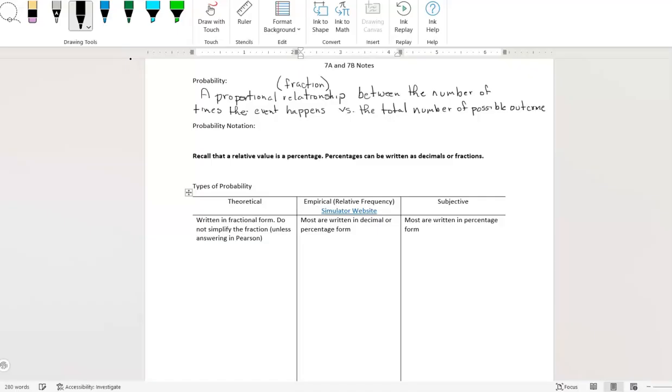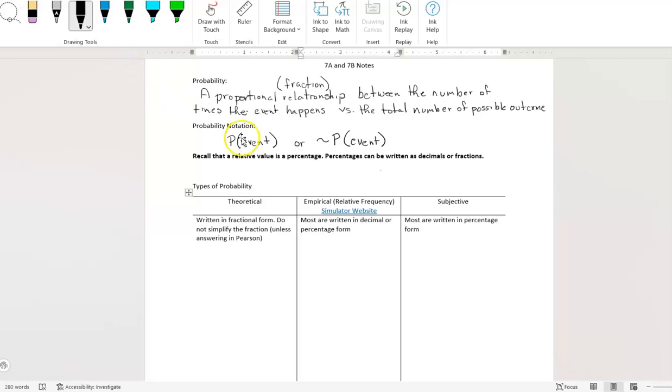When we talk about probabilities, we have to talk about their notation. So you're going to see P, and that means the probability. And then in parentheses, we're going to talk about whatever that event is, whatever we're talking about. So P of the event. Or sometimes we'll also see this tilde and P of the event, which means the probability that the event does not happen. So the probability that the event happens, and then if you see the tilde, then it's the probability the event doesn't happen. And just as a refresher, just to recall that a relative number is a percentage, and percentages can be written as decimals or fractions.